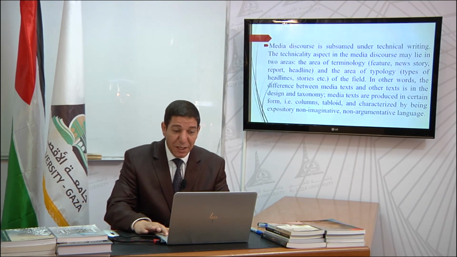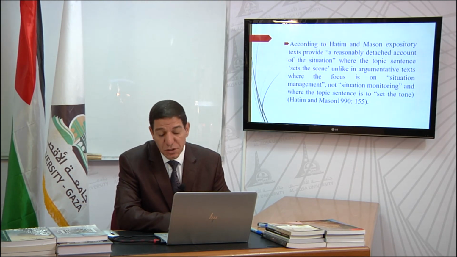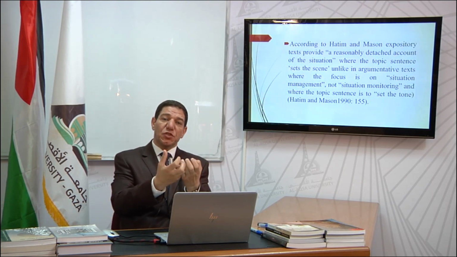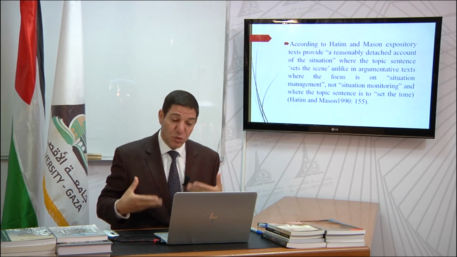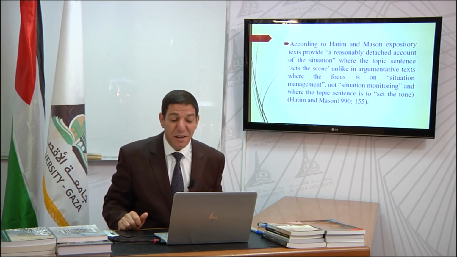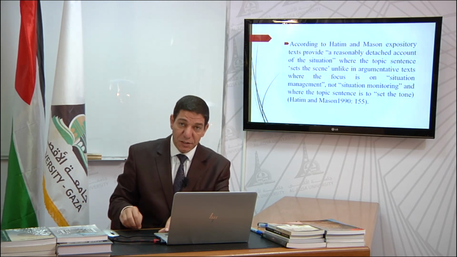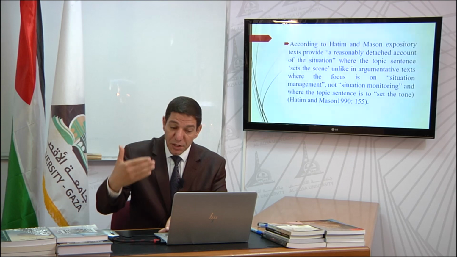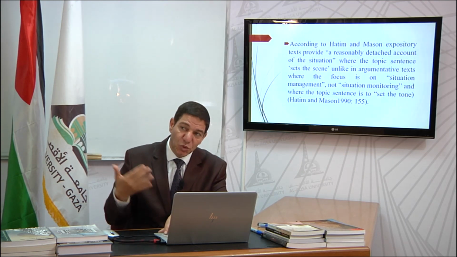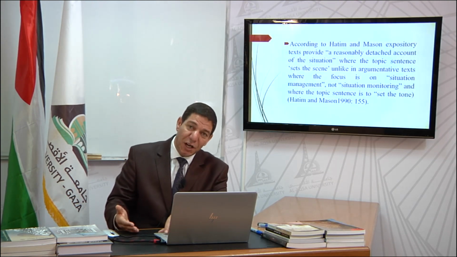What is expository? Basil Hatim and Ian Mason have their own definition of this. It is a reasonably detached account of the situation. Detached means you cover a story, you tell a story with disinterest. You don't have any interest in injecting it with anything of your own imagination or standpoint, where the topic sentence sets the scene, unlike in argumentative texts where the focus is on situation management, not situation monitoring, and where the topic sentence is to set the tone. So in expository texts, which are news stories, we are only about to set the scene. We give the situation as it is, okay? And here you talk about the motto of all media outlets. They say, we put you in the picture, أن تعرف الحقيقة أولا, okay?